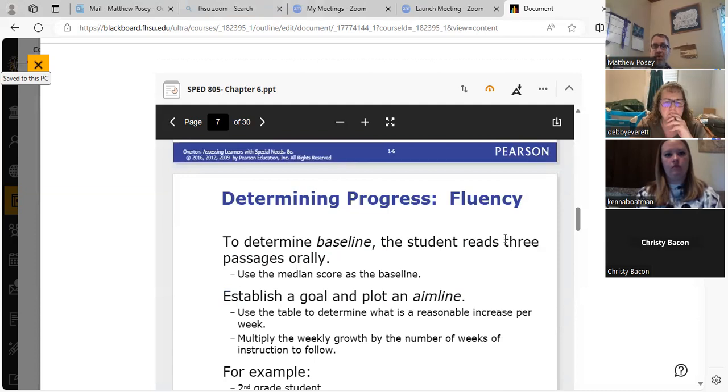Okay, so determining progress in fluency. So we want to get a baseline. I think Debbie and Kenna both said they were doing fluency. So your first 2 kind of could be establishing your baseline, just to make sure they're consistent. And then we're going to go from there and try to get 6 good data points.